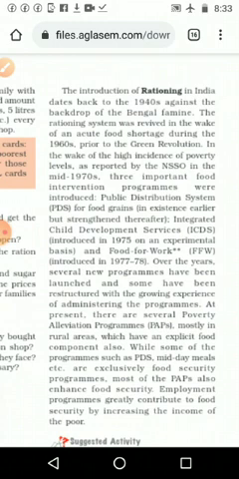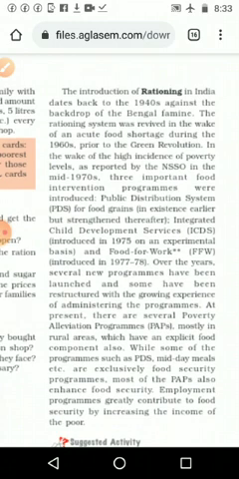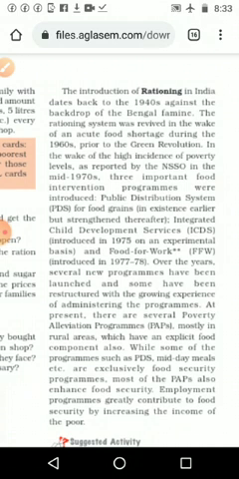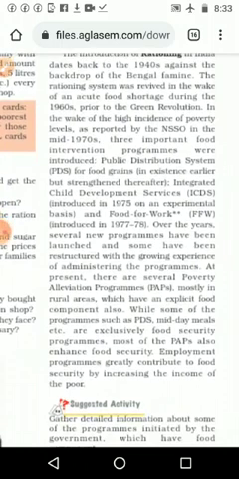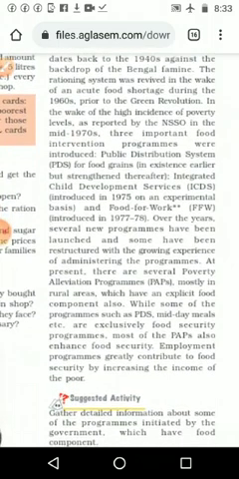Prior to the Green Revolution, before the Green Revolution, again we faced the acute problem of food grains. That time again we revived, and in the wake of the high incidence of poverty level as reported by NSSO in the mid 1970s, three important food intervention programs were introduced.